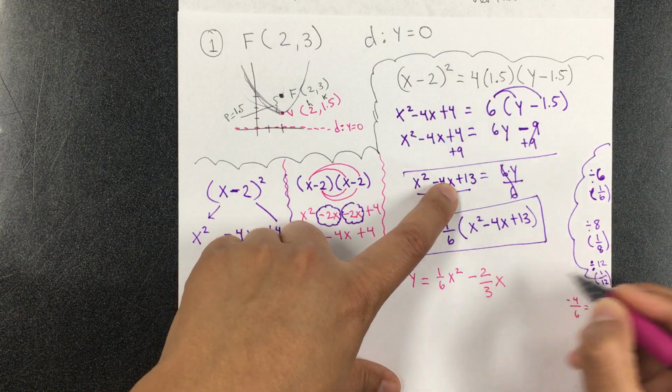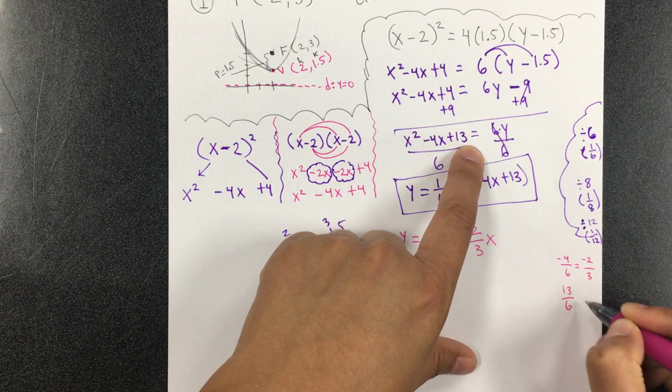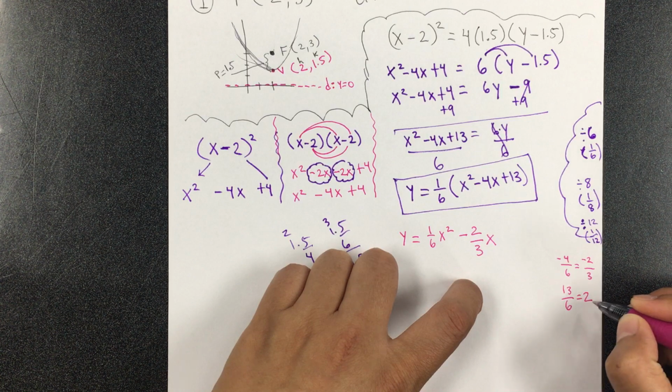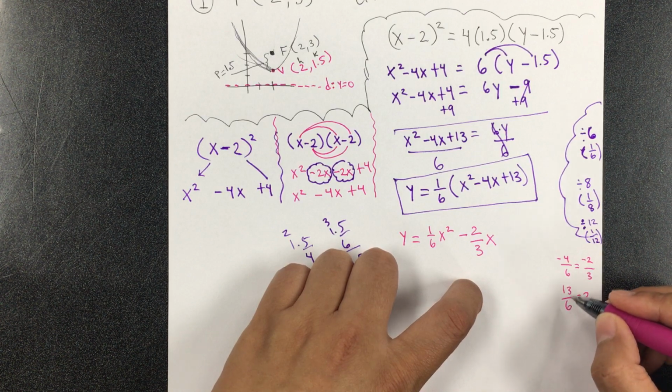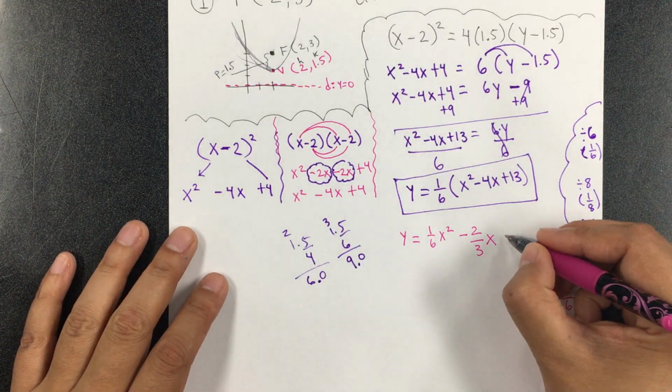And finally, 13 divided by 6 is the same as, how many times is 6 going to go into 13? 2 times. How many are left? 2 times 6 is 12. To 13 is 1 more. So 2 and 1/6.